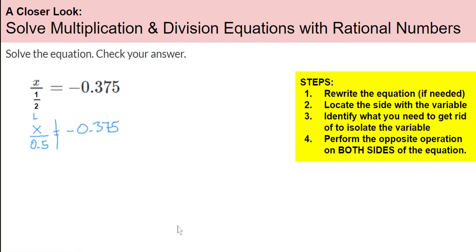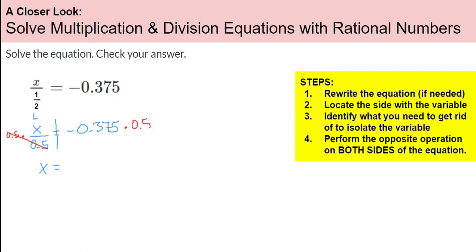So what do we need to do to get rid of everything that is not the variable? What do we need to do to get the variable by itself, right? How to get x equals. All right, well, what's happening? Right, we got to get rid of the 0.5. This is division. So what we're going to do, we're going to multiply both sides by 0.5, right? So these two cancel out. I'm left with just x, and then I'm going to multiply negative 0.375 by 0.5 as well.